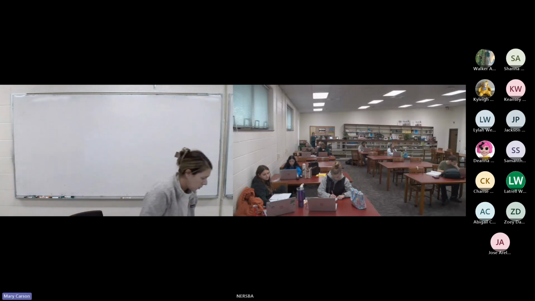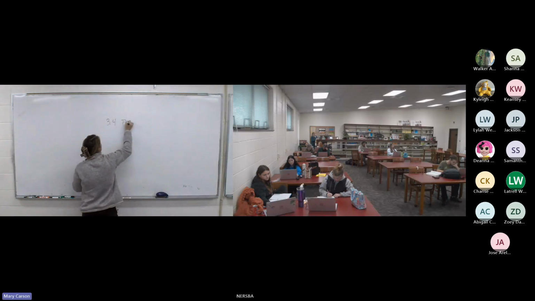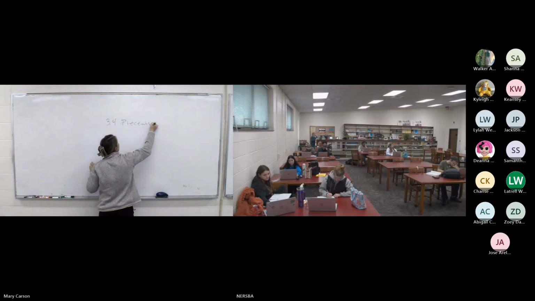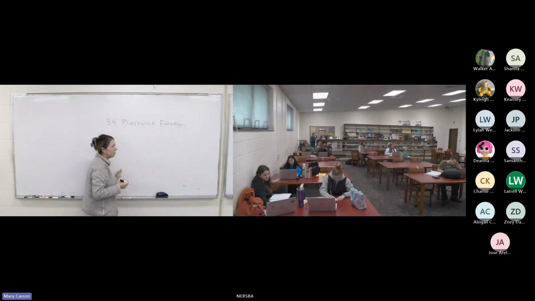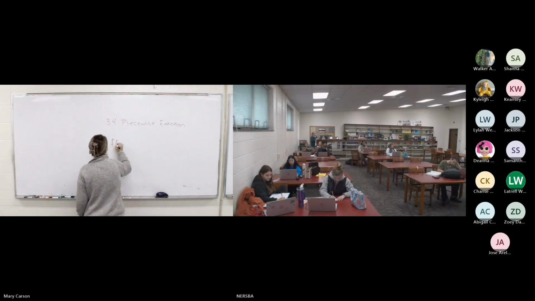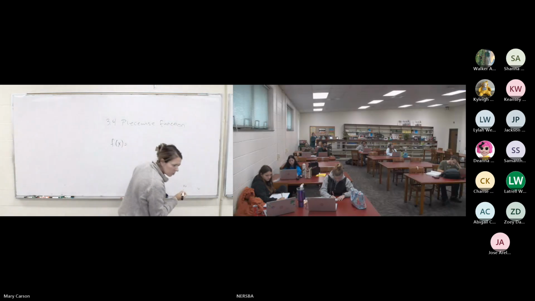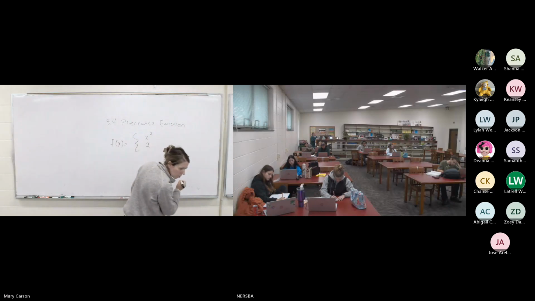I did 3.3 with you guys, because that was a long section. 3.4, let's just do some. All right. 3.4, piecewise. And all a piecewise function is just more than one function on a graph. That's all it is. So let's say we have f of x, 2x plus 1.